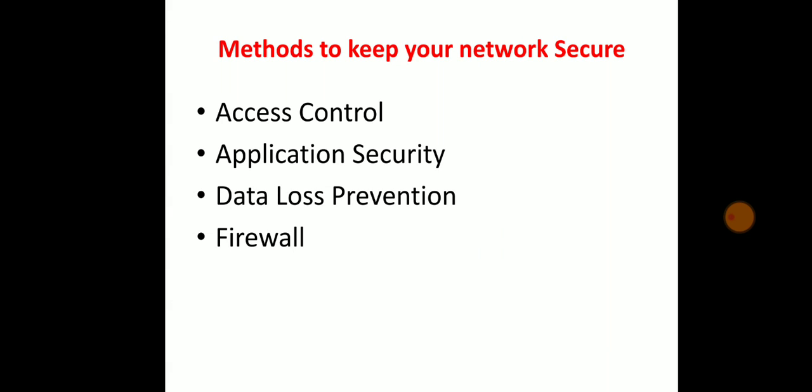First one is access control, which means that we have to block unauthorized users. Application security: always protect the applications that are stored in our computer. Data loss prevention: we have to create a data backup, so that no one can upload the sensitive data over the network. That can be stopped by data loss prevention technology. Firewall: we can use the firewall to protect our network from unauthorized users.